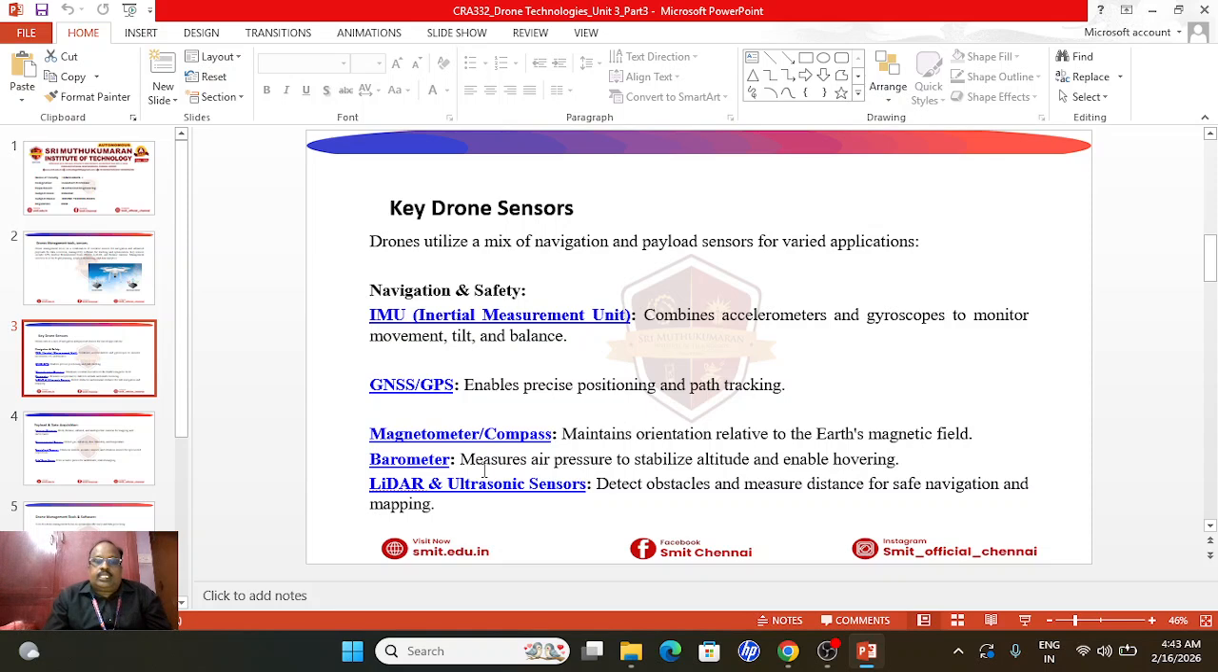And finally, coming to lidar and ultrasonic sensors, which detect obstacles. When the drone travels from one place to another, if any obstacles come, the distance is measured and automatically controlled using the lidar sensor for safe navigation and mapping.